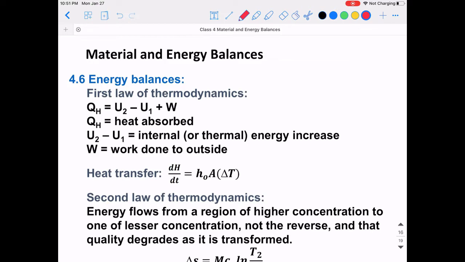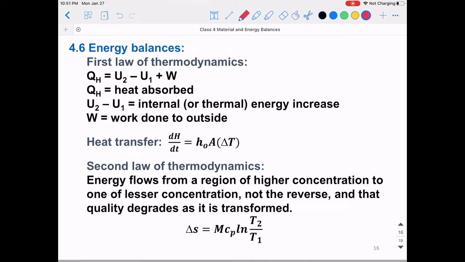And after talking about the mass balance, we can further talk a little bit about the energy balances. For the energy balances, we have to know that there's the first law of thermodynamics. So basically, if a certain control volume absorbs a certain amount of heat, it's going to be the final internal energy minus the initial internal energy plus the work that's done to the outside.